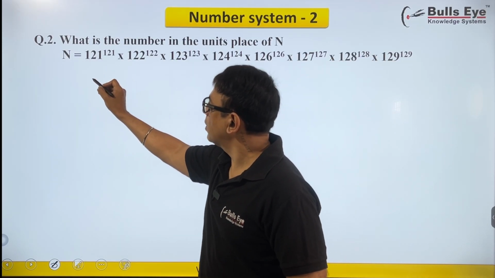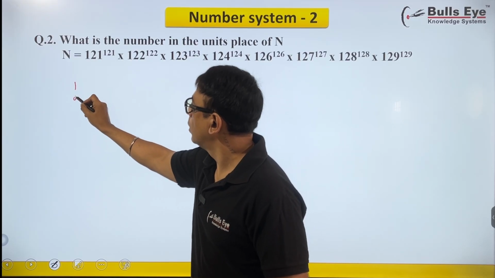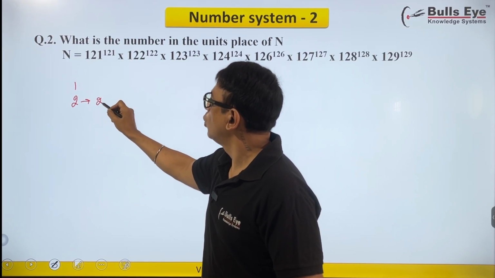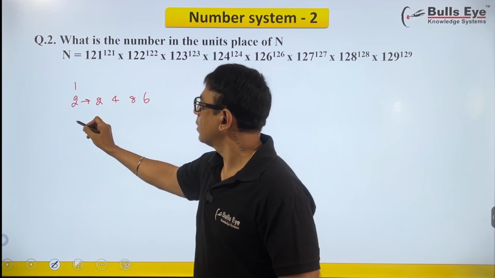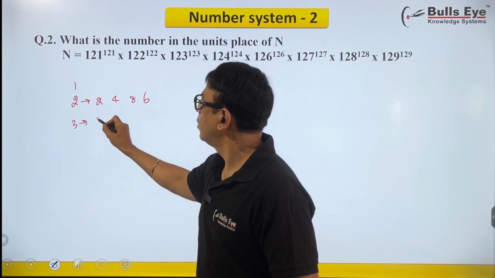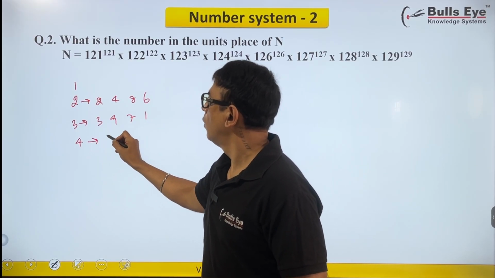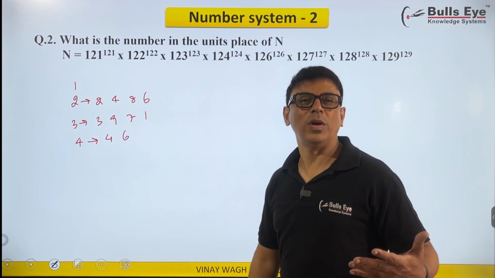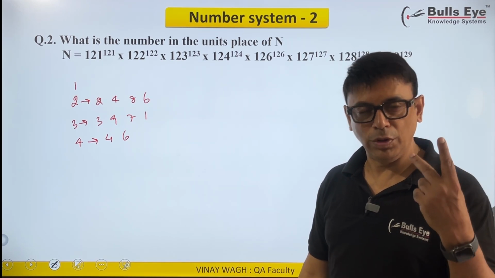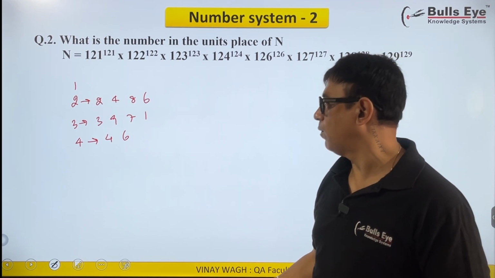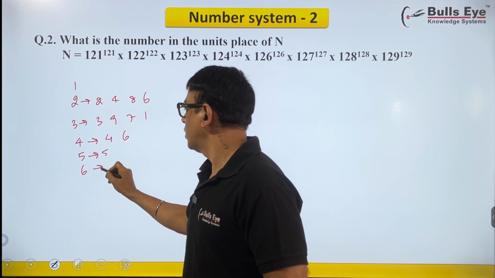So the power cycle of 1 is 1. We don't need to worry about that. Power cycle of 2 is 2, 2 into 2 is 4, 8 and 6. The power cycle of 3 is 3, 9, 7, 1. The power cycle of 4, 4 and 6. 4 raised to any odd number is 4. 4 raised to any even number ends with 6. That's it. Only two numbers in the power cycle of 4. 5 raised to anything ends with 5. 6 raised to anything ends with 6.